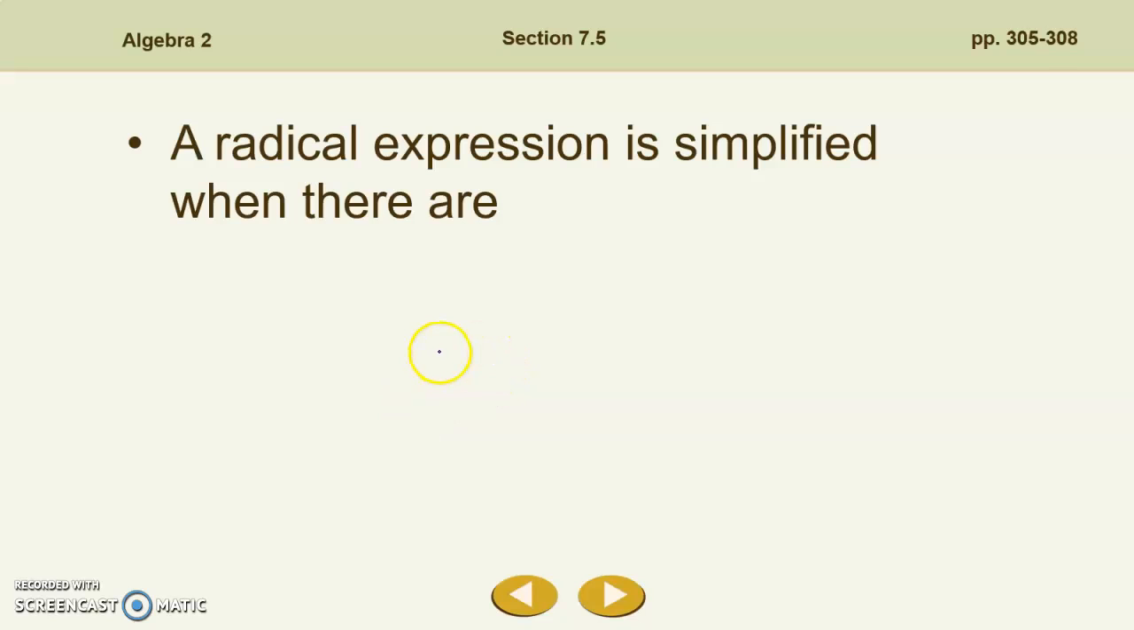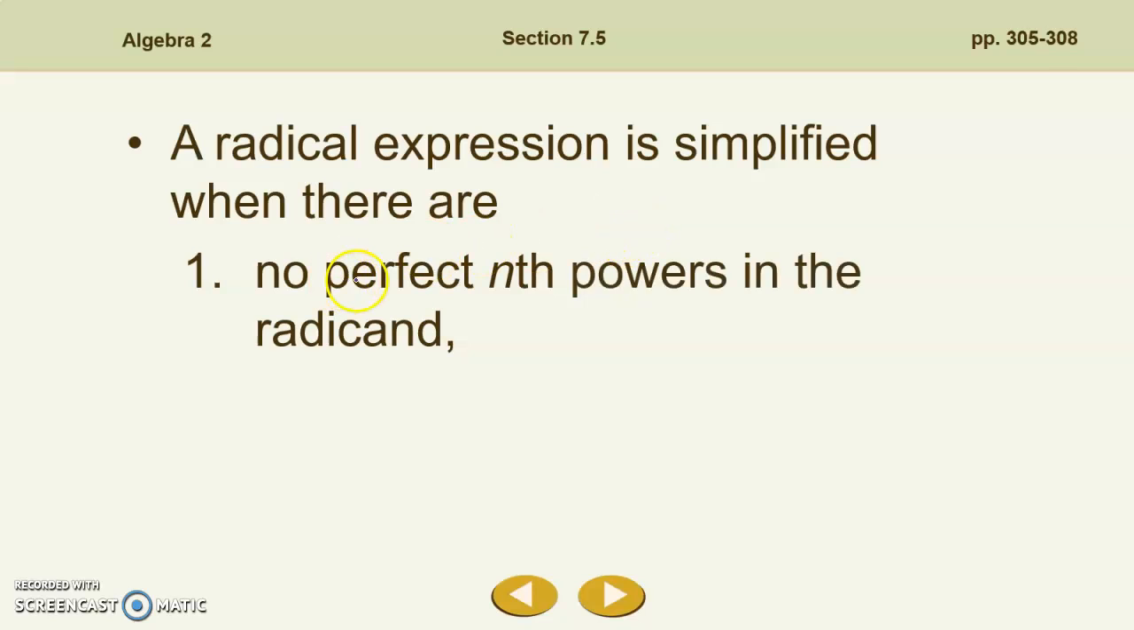When we are simplifying radical expressions, we need to keep a couple things in mind. First, we need to make sure there are no perfect nth powers in the radicand. What that means is this: if I have 1 over the square root of 25, this is not perfectly simplified because I've still got a perfect power down here. It can be further simplified. That can just be 1 over 5.